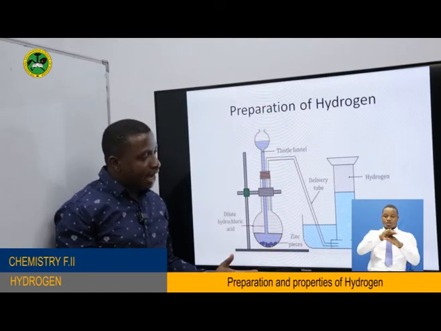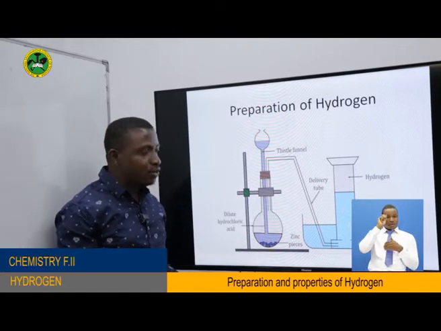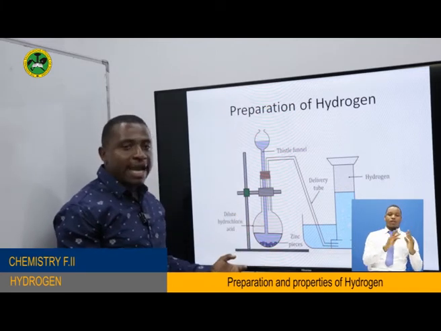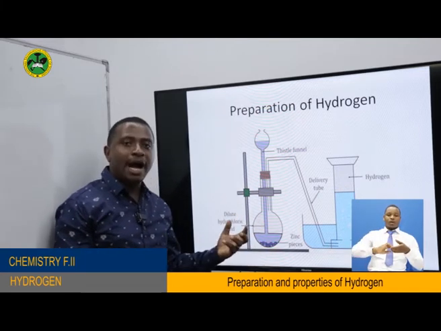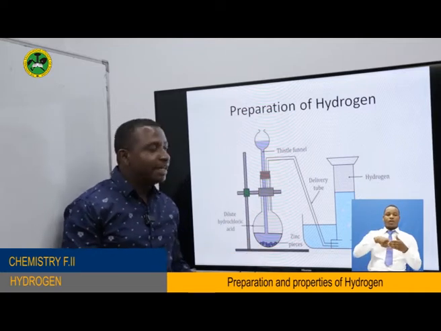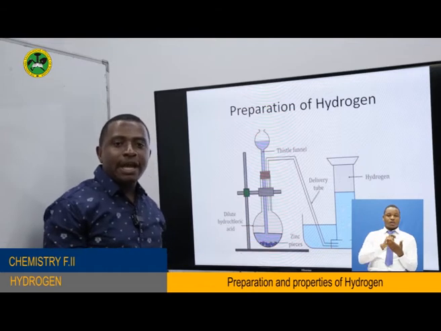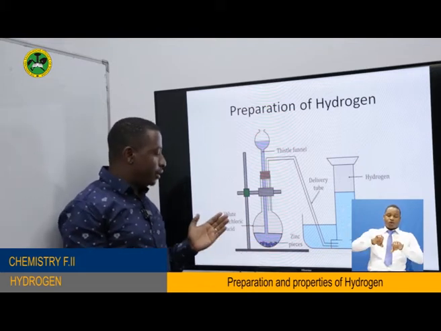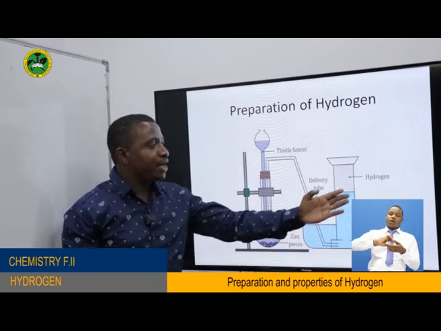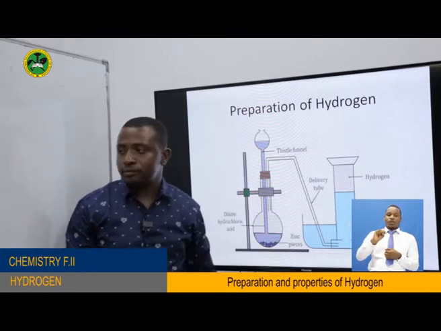Now, dear students, I hope you have now understood how to set up this experiment and how hydrogen can be produced in the laboratory. Let us now write a chemical equation between dilute hydrochloric acid and the zinc pieces so as to get hydrogen.